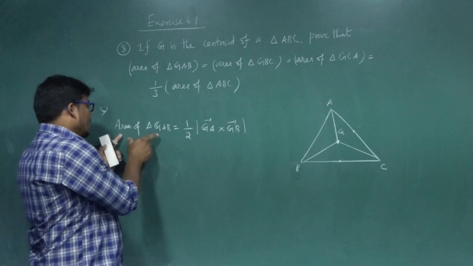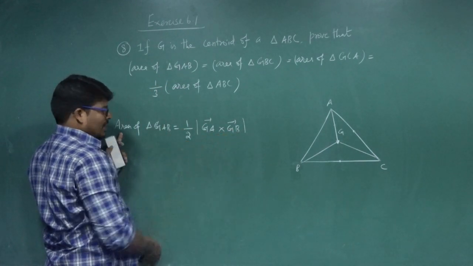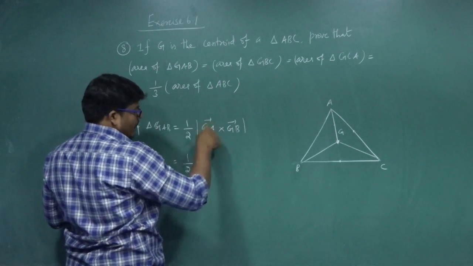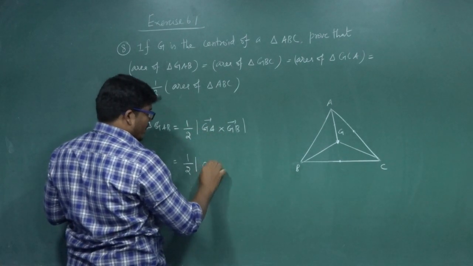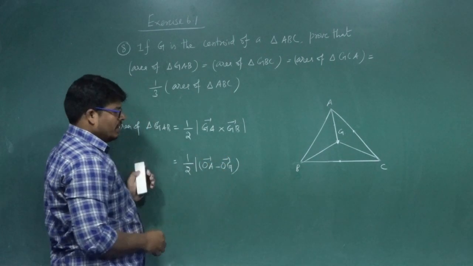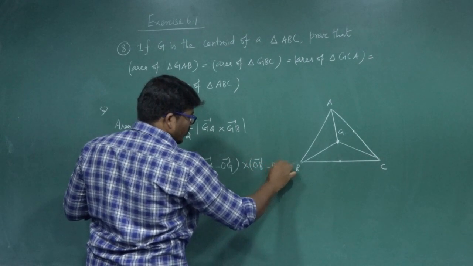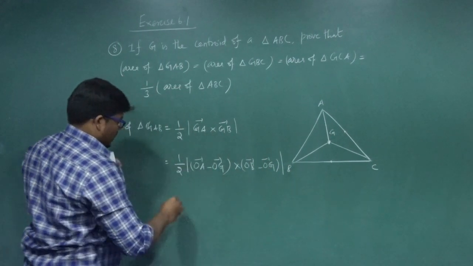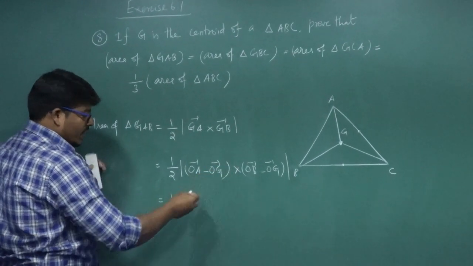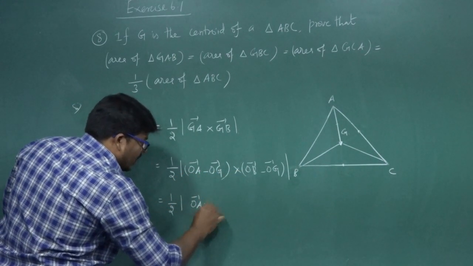Now find the area of triangle GAB, equal to 1 by 2 GA vector cross GB vector. This is equal to 1 by 2 modulus of, with G, A, B being position vectors, OA vector minus OG vector cross OB vector minus OG vector. That is equal to 1 by 2 modulus of, now multiply the two vectors. First one is OA vector cross OB vector.